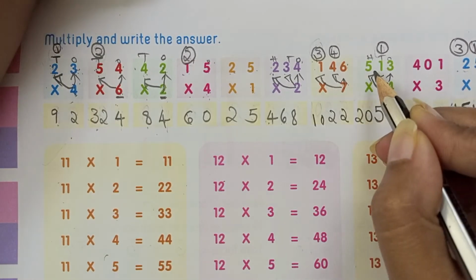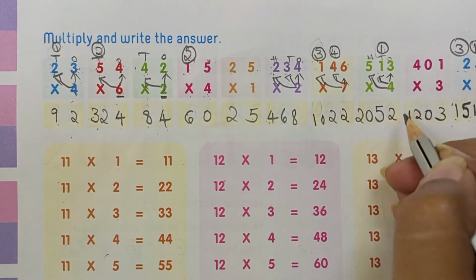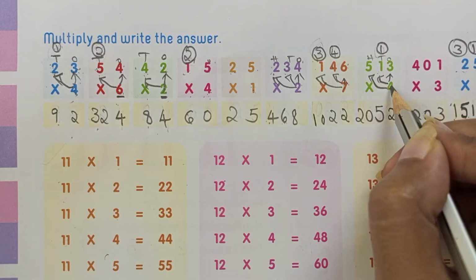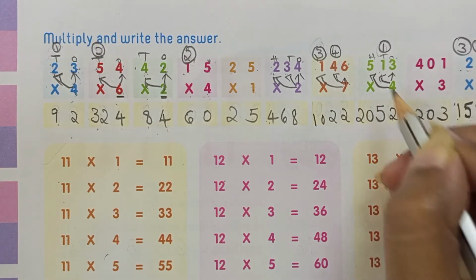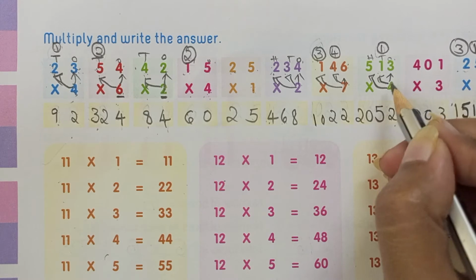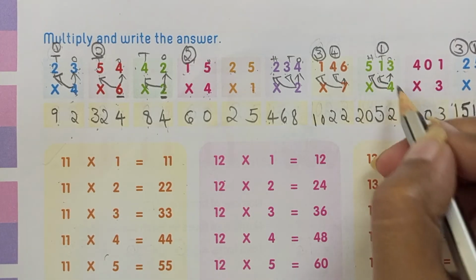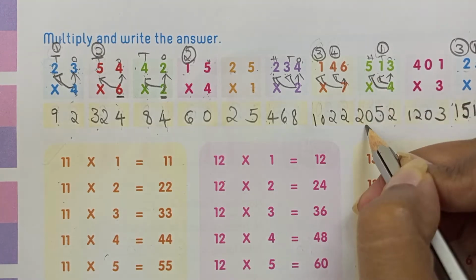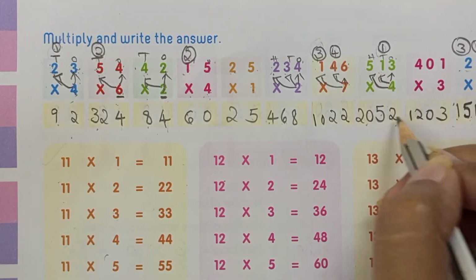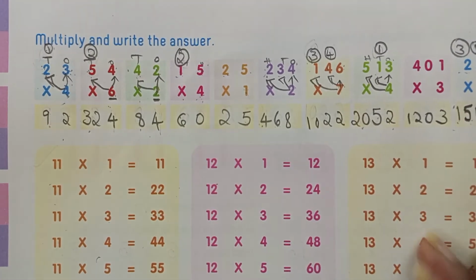See the next one, 513 into 4. First with ones place. 4 threes are 12. 1 carry out. 4 ones are 4, 4 plus 1, 5. 4 fives are 20.